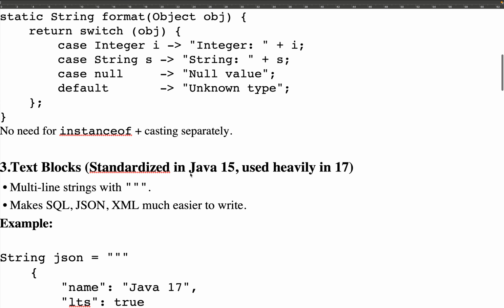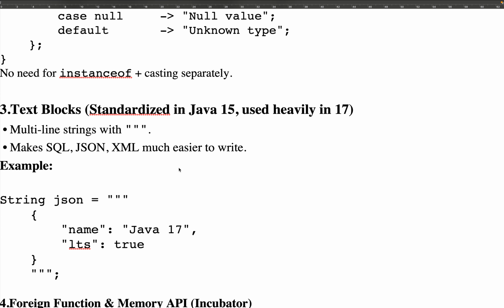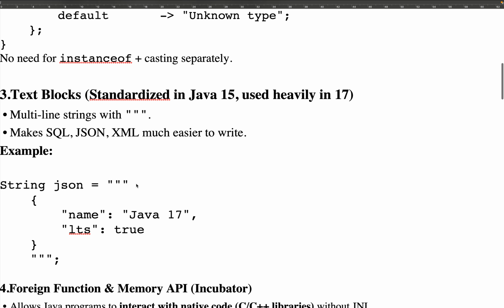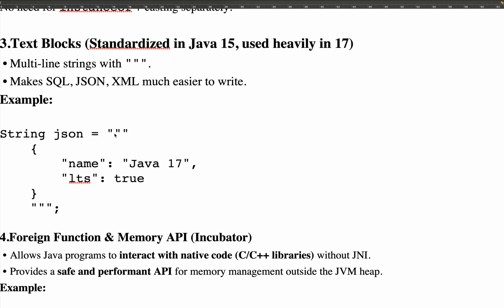Then the third feature introduced was text blocks. This was there in Java 14 as a preview feature, standardized in Java 15, but used heavily in Java 17. It makes SQL, JSON, XML much easier to write. Earlier, before Java 14, you needed to write the string in JSON format with plus and all that. But now you can write it easily, with three double quotes, and inside that you can write the whole JSON payload.